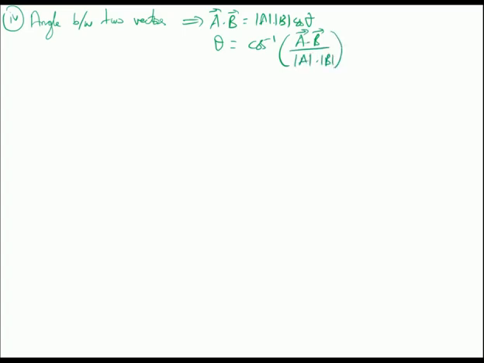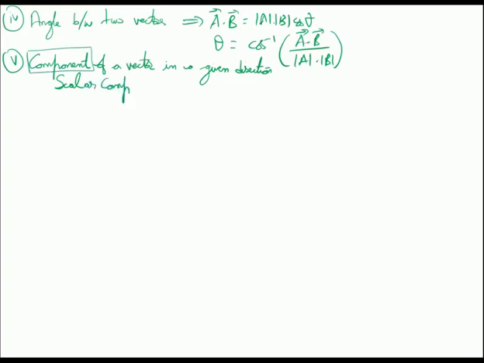So this is how we find the angle between two vectors. And finally, if you want to find the component of a vector in a given direction, there are two ways to solve it. We know what the components of any vector are: a scalar component and a vector component. If it's a scalar component, how are we going to find it?